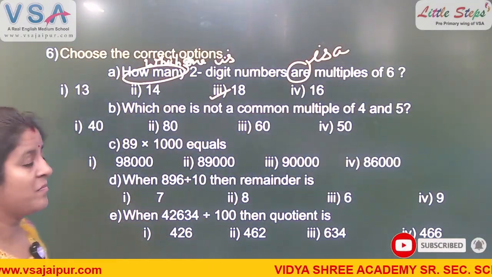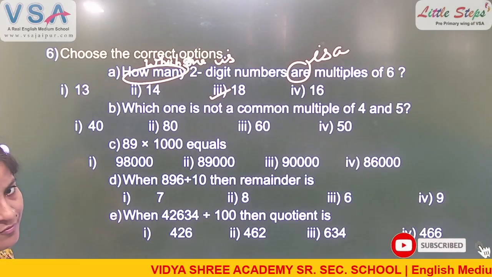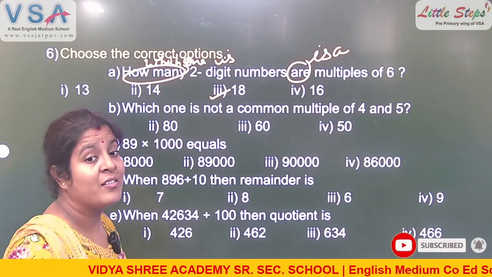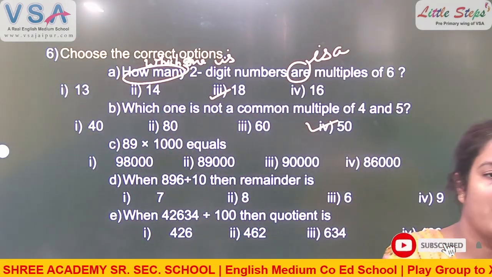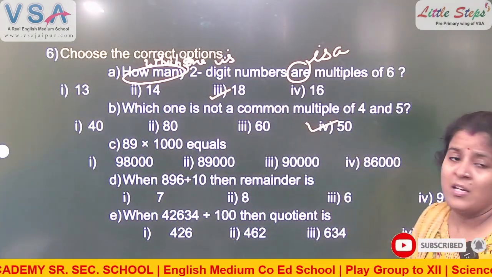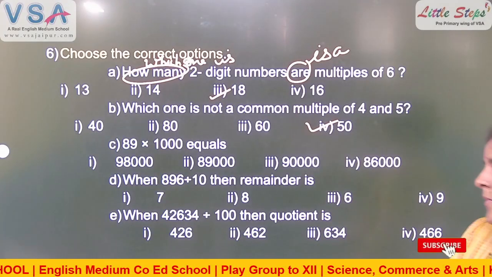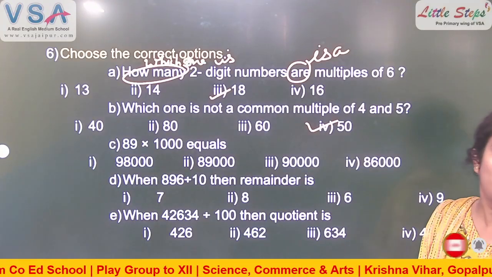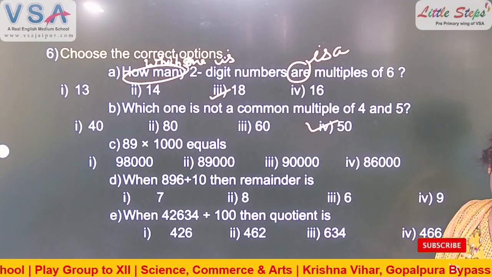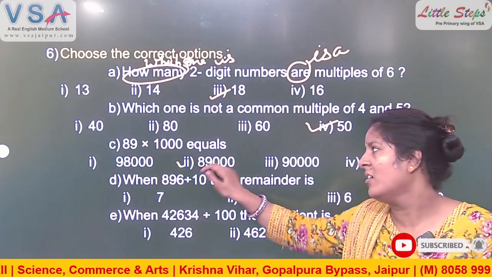Class 4. Anuja, which one is not a common multiple of 4 and 5? Yes, 50 is the correct option, the fourth option. Yes, take your seats, Anuj and Vedansh. Vinay, 89 multiplied by 1000 equals which one? The second option is the correct one.